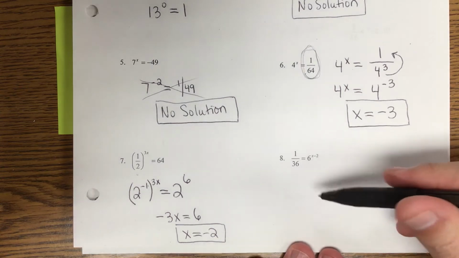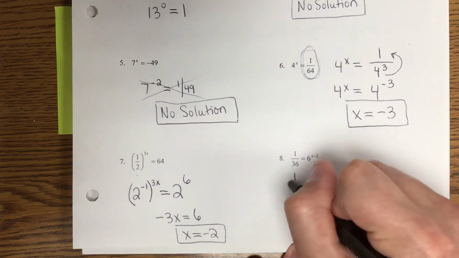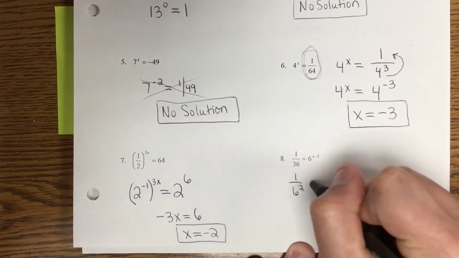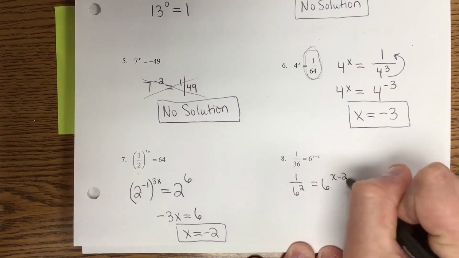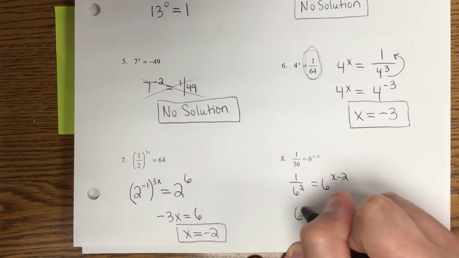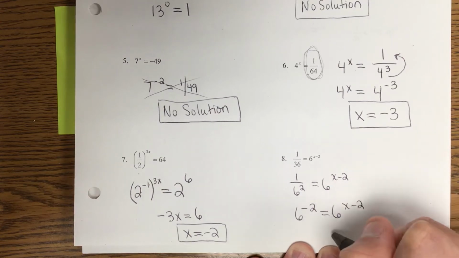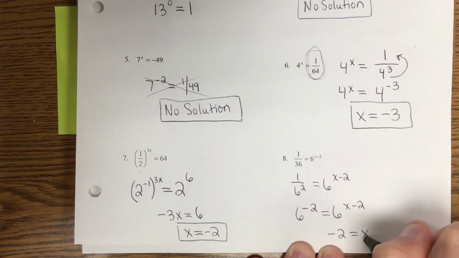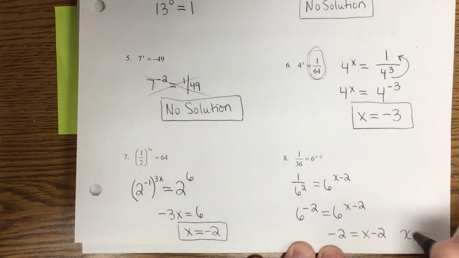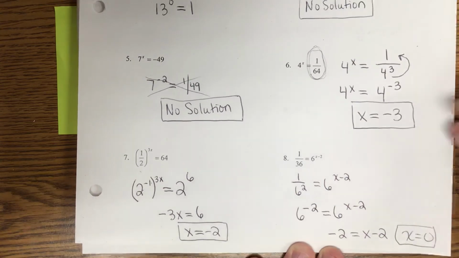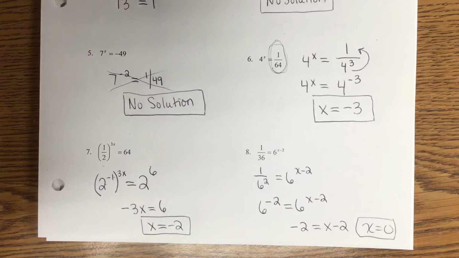You know, number 8, kind of a similar problem. 36 is 1 over 6 squared. But 1 over 6 squared is the same thing as 6 to the -2nd. And so then once you have that, you'll have bases to be the same. And you can find x from there. And here it comes out to be 0. So bases are the same. That's the goal. So I've got, I think, just 2 more on the back.